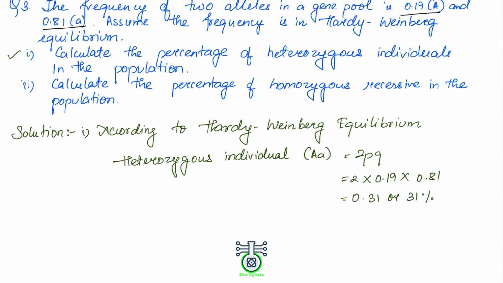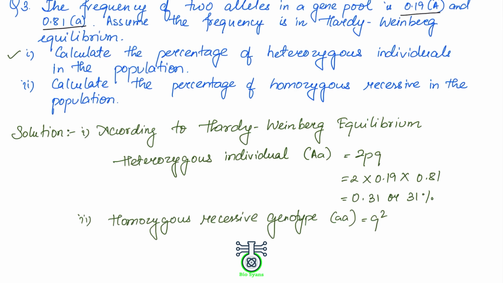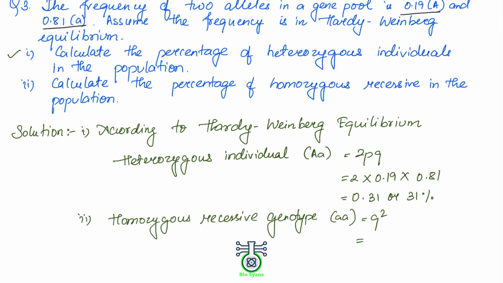Now the next one asks for the percentage of homozygous recessive in the population. You can pause the video and try to solve it on your own. The homozygous recessive genotype will be represented as small a small a, or q square. So if we calculate q square, our q is 0.81, and we get 0.66, or 66%.